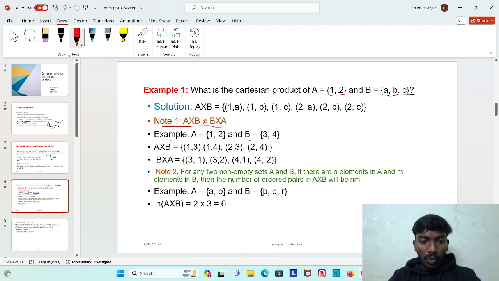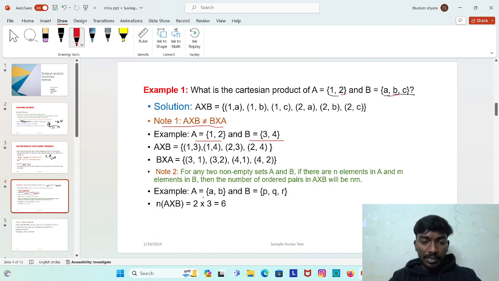Now note 2: for any two non-empty sets A and B, if there are n elements in A and m elements in B, then the number of ordered pairs in A × B will be n × m. So here we know the number of ordered pairs for a given cross product.